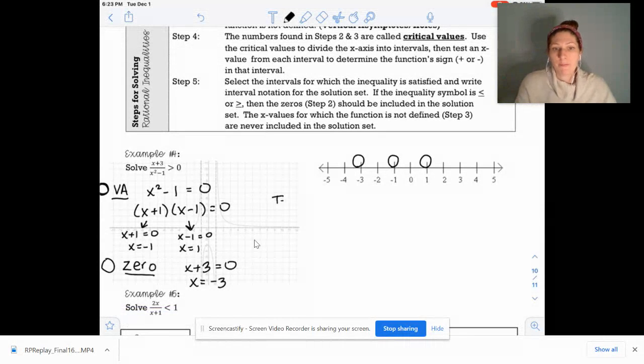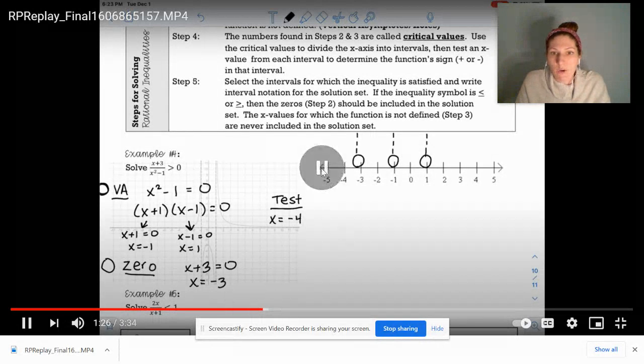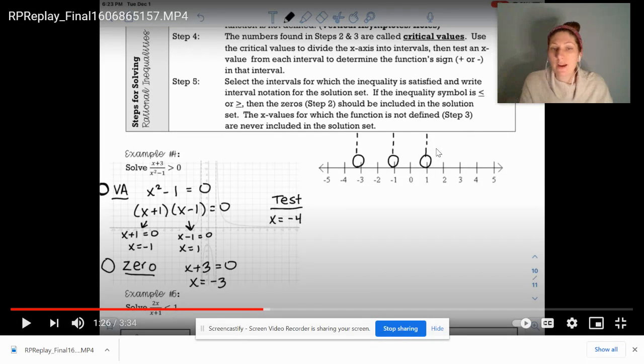Now, if you remember from when we did polynomial inequalities, we then tested a point in each of the regions. We want to do exactly that. You can draw those vertical lines to kind of chop up your number line. And so I have 1, 2, 3, 4 regions. So I need to plug in 4 numbers, and I'm looking to see if that region is positive or negative.